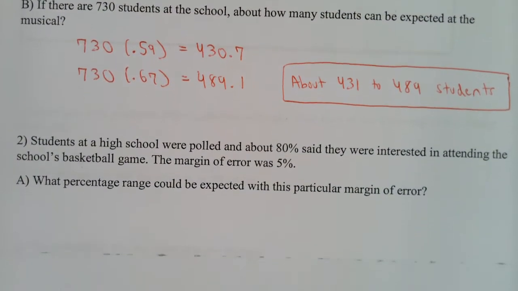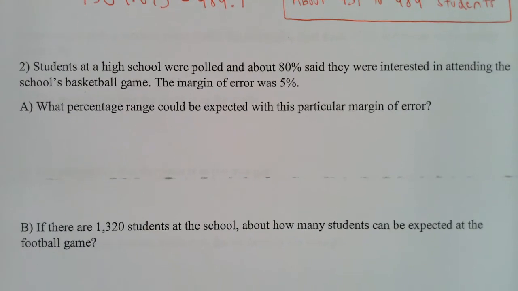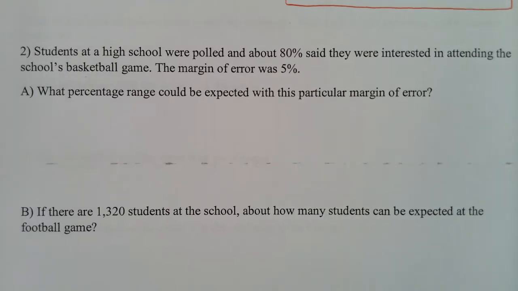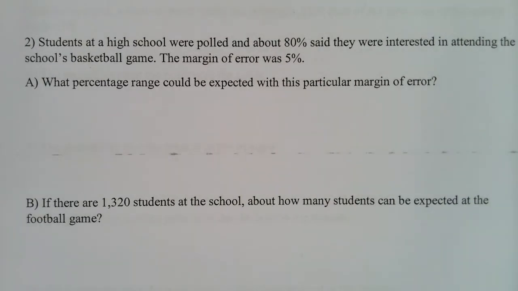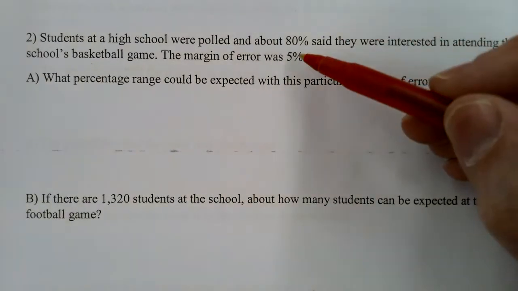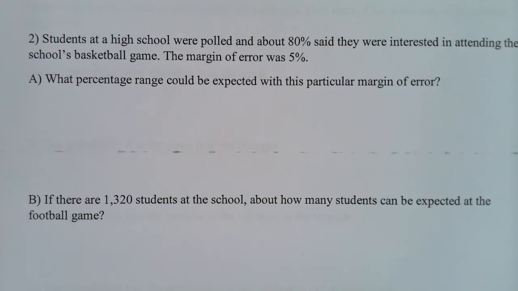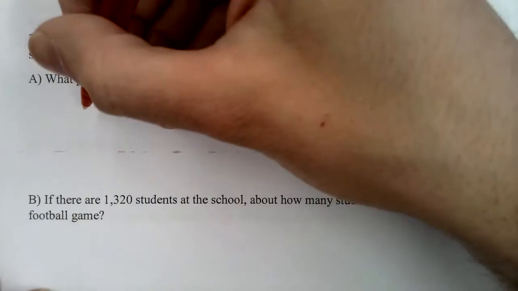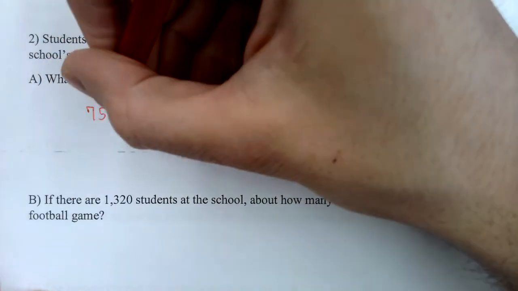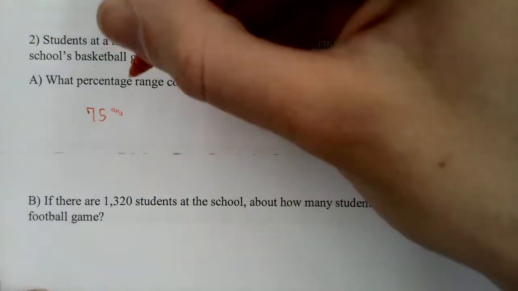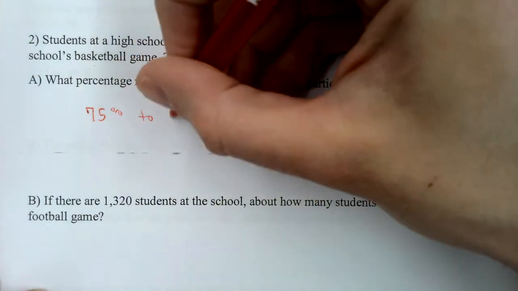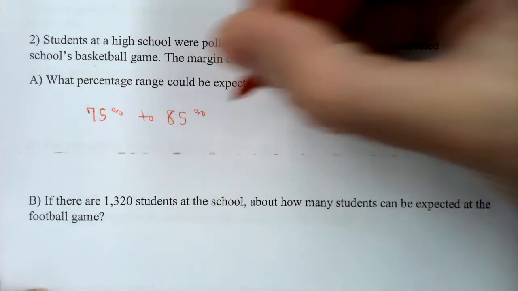Number 2, same thing. Students at a high school were polled, and about 80% said they were interested in attending the school's basketball game. This time the margin of error is 5%. So you're going to subtract 5% from 80, and then add 5% to 80. So 80 minus 5 is 75%, and 80 plus 5 is 85%. So you expect 75% to 85% of the students to attend.